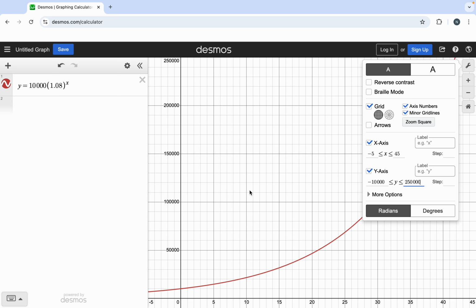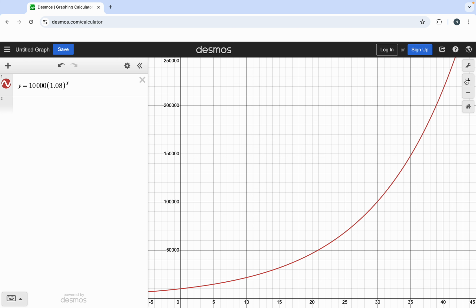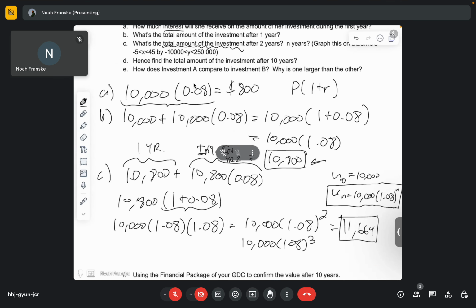There we go. And we can see it curves upwards. Simple interest makes a line. Compound interest is exponential. It rises more quickly. So for our 1-year value, exactly the same as the other one, 10,800. Our 2-year value, right there, 11,664. And now they say, hence, find the value after 10 years.